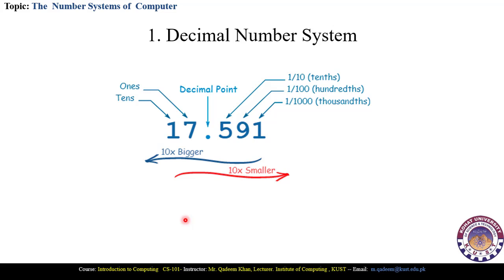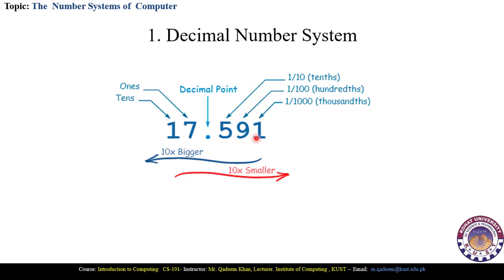Now this is a number which is expressed in terms of different decimal digits. For example, 17.591. Here the 1, the most significant digit, has the tens value. Similarly, 7 has the ones value. Here is the point. Now 5 is multiplied by 1 divided by 10, so this is the tenths value. This is the hundredths value, but its value is not 100, it is 1 over 100.